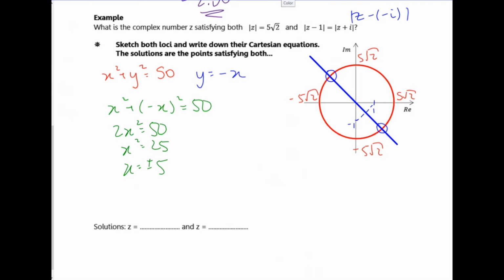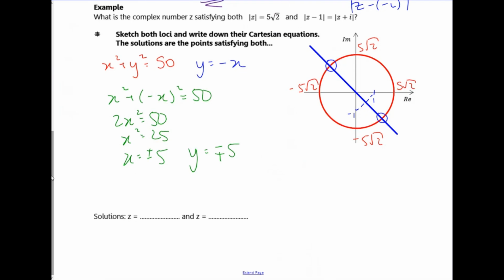They are symmetrical. We can work out the corresponding values of y, which will be the same, just with the opposite signs because it's minus x. And we should write our answers as complex numbers, not as coordinates at the end. So x is the real part. So we'll have 5 minus 5i as one of them. And for the other one, we'll have -5 plus 5i.